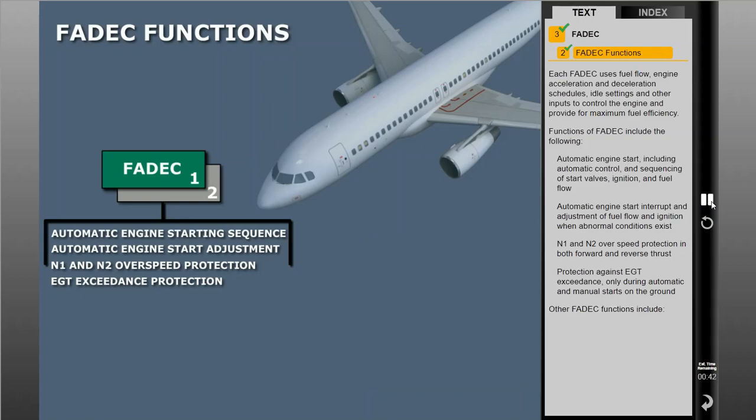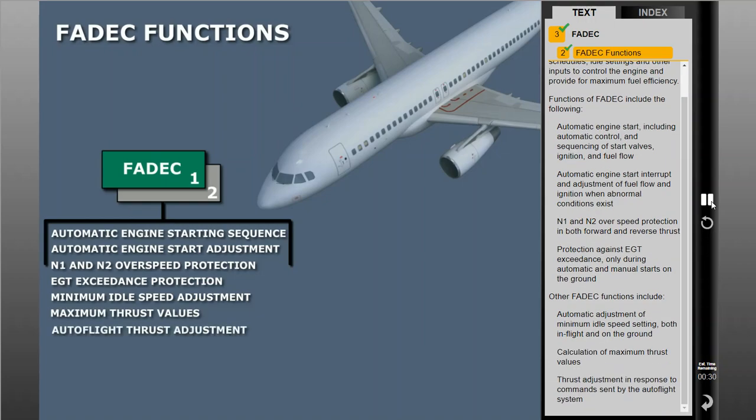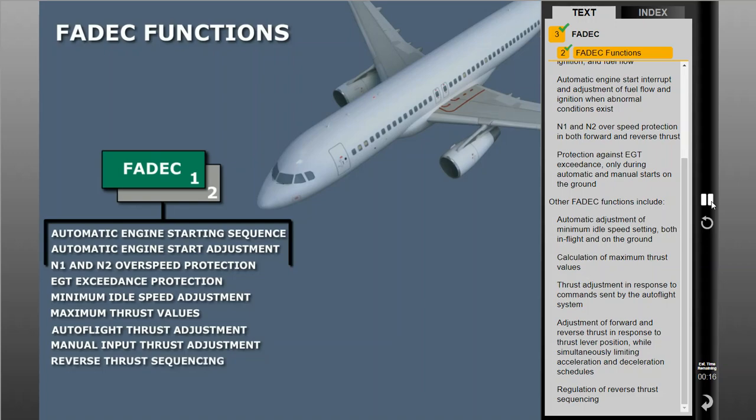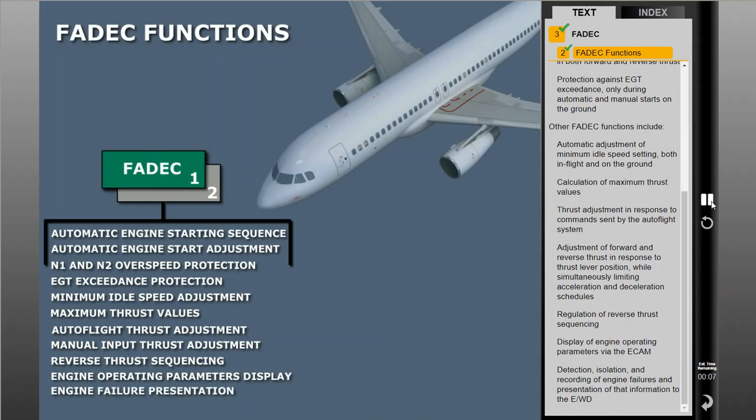Other FADEC functions include automatic adjustment of minimum idle speed setting, both in flight and on the ground, calculation of maximum thrust values, thrust adjustment in response to commands sent by the autoflight system, adjustment of forward and reverse thrust in response to thrust lever position, while simultaneously limiting acceleration and deceleration schedules, regulation of reverse thrust sequencing, display of engine operating parameters via the ECAM, and detection, isolation, and recording of engine failures and presentation of that information to the engine warning display.